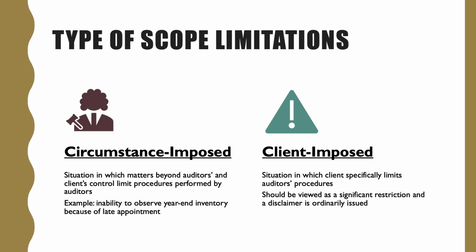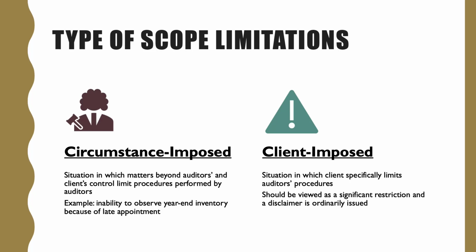An example of a client-imposed scope limitation is where the client may restrict the auditor's access to certain information, documents, or personnel, preventing the auditor from obtaining complete and relevant evidence. For example, management might refuse to provide access to critical contracts or internal records.